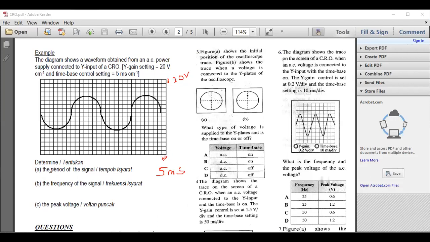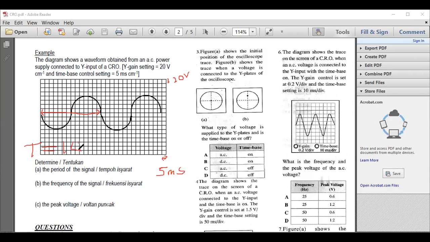Now the first question, they ask you for the period. Period is the time taken to make one wave. One wave consists of a crest and a trough, one crest and one trough. So your period will be from here up to here. So count how many boxes there are: 1, 2, 3, 4, 5, 6, 7, then 1, 2, 3, so 7 twice is 14. There are 14 boxes.